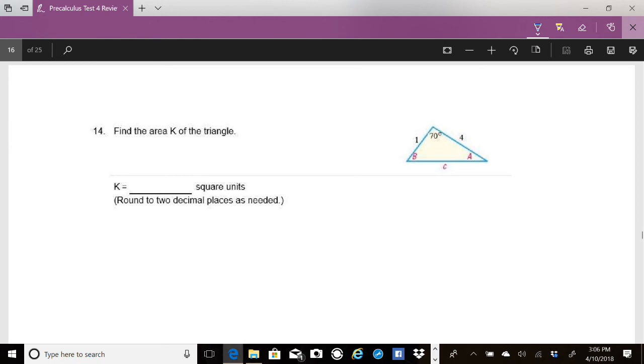Goodness, I put too many easy ones in here. Here again, I want to find the area of the triangle. K is equal to 1/2 times 1 times 4 times sine of 70 degrees, which is equal to 1.88 square units.